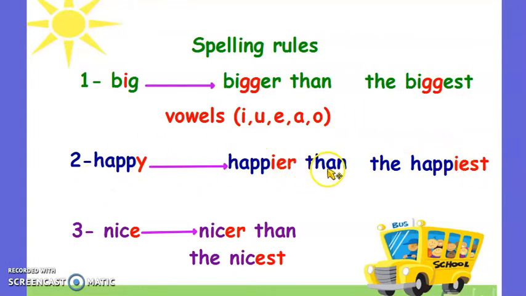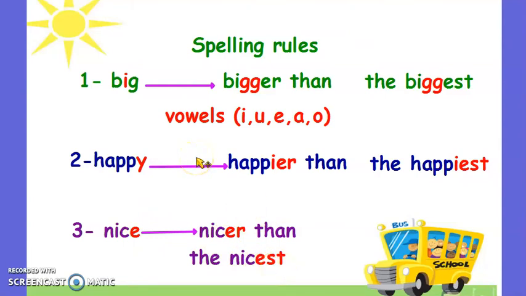Happy, happier than, the happiest. Here we have Y and we change it to I, بنحوله لآي and we add ER or EST. The third rule, if we have E, the last letter is E, آخر حرف هو E بالصفة, we drop the letter and we add ER or EST. كأنه بنسقط الحرف. Okay, we drop the letter E, نسقط حرف الإي أو بنحذفه and we add ER or EST.